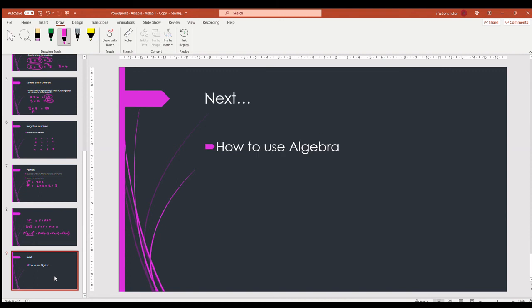Now this covers all the basic rules of algebra, and in my next session I'll show you how to use algebra. I hope this session was useful and helpful.